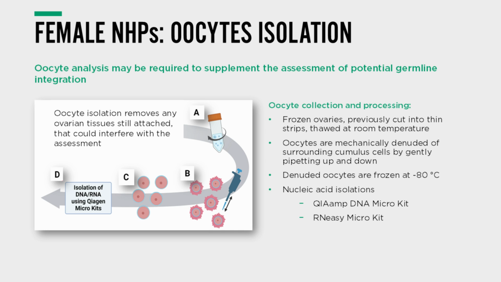Oocyte isolation is a highly specialized procedure that must be performed by trained and experienced personnel. The process involves the careful manual denudation of each oocyte, one at a time, to completely remove surrounding somatic cells. This step is critical as residual somatic cell contamination could interfere with downstream molecular analysis and lead to false positive results. Once gamete isolation is successfully completed, the purified samples are transferred to the appropriate lab for processing and analysis of DNA and RNA.